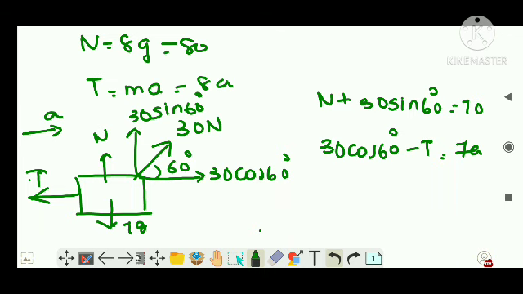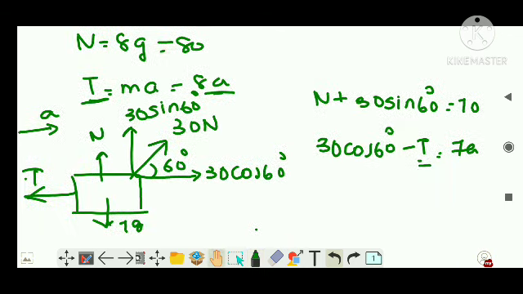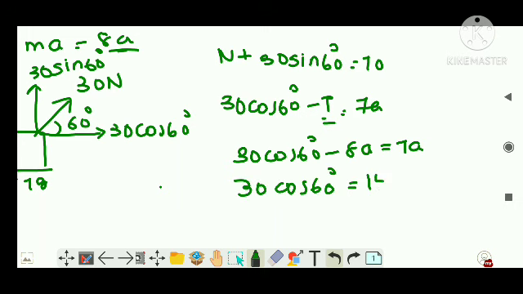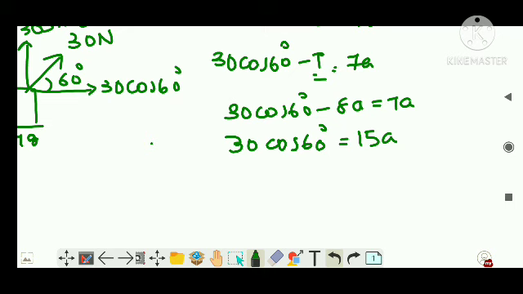Now here I have T is equal to 8a. I can substitute here, so I will get 30 cos 60 minus 8a is equal to 7a, or 30 cos 60 degree is equal to 15a. Now what is cos 60? 1 by 2. So here 30 by 2 will be 15 is equal to 15a, or I will get acceleration as 1 meter per second square.